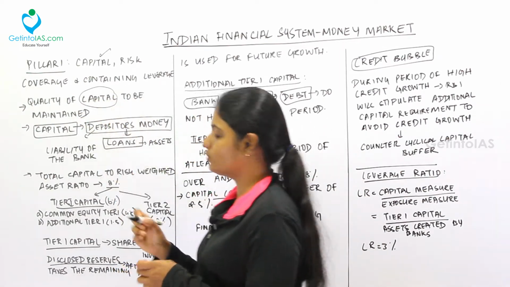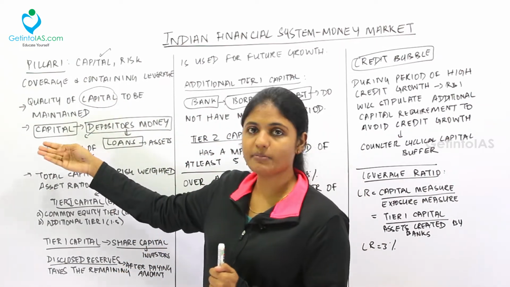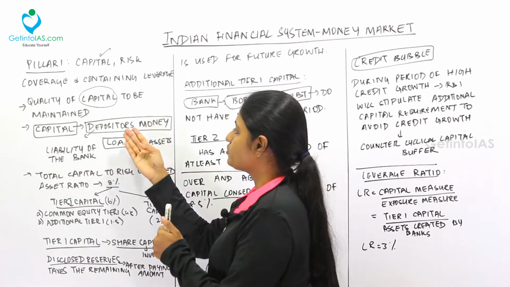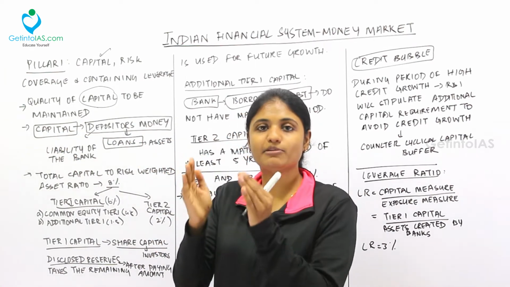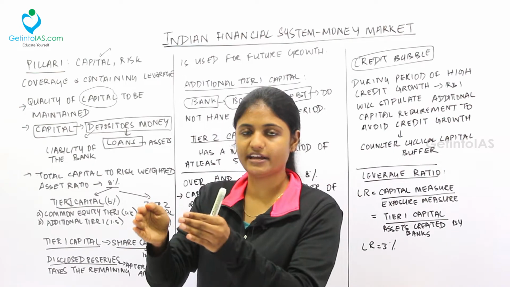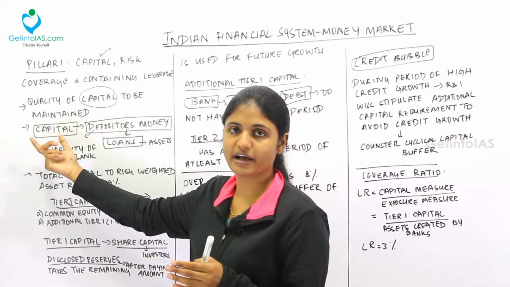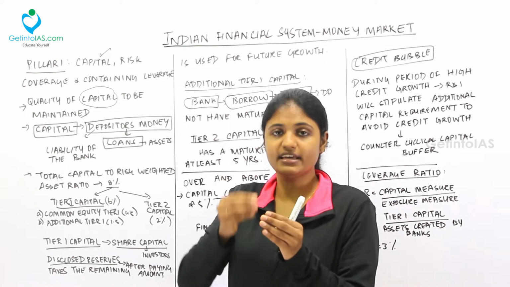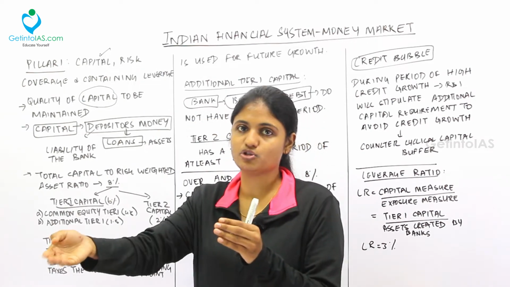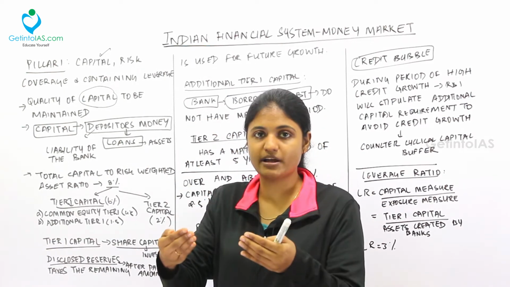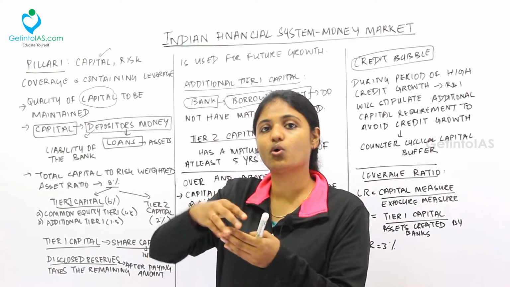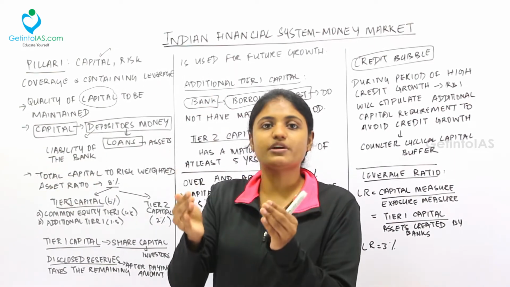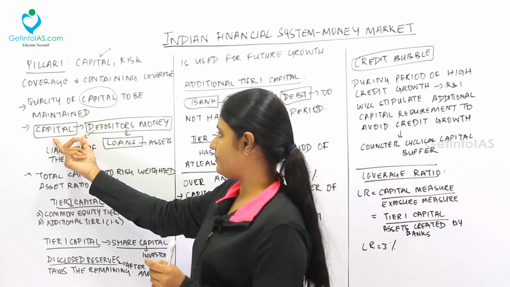The word capital denotes, see, in a bank, normally the capital will be like the depositor's money. I am depositing my money inside a bank, right? So that is the capital for the bank. Why is that a capital? Because using that amount only, they will lend to other people. So my money, the depositor's money, will be used to lend loans to others. That is why it is called capital.